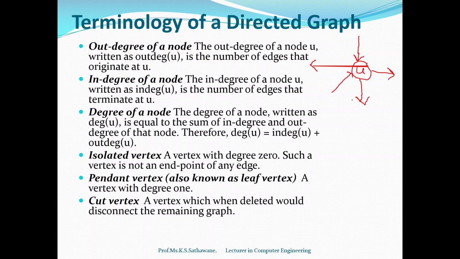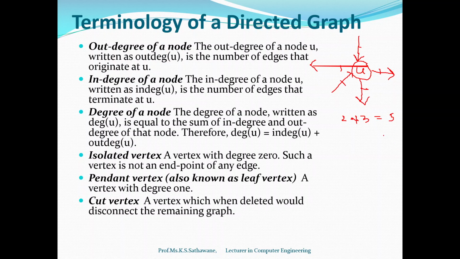So the degree of a node, written as degree of U, is equal to the sum of in degree and out degree of that node. So what is the degree of U? How many in degree are there? 1 and 2. And what is the out degree of U? 1, 2 and 3. So 2 plus 3, it is 5. So the degree of node U is 5.